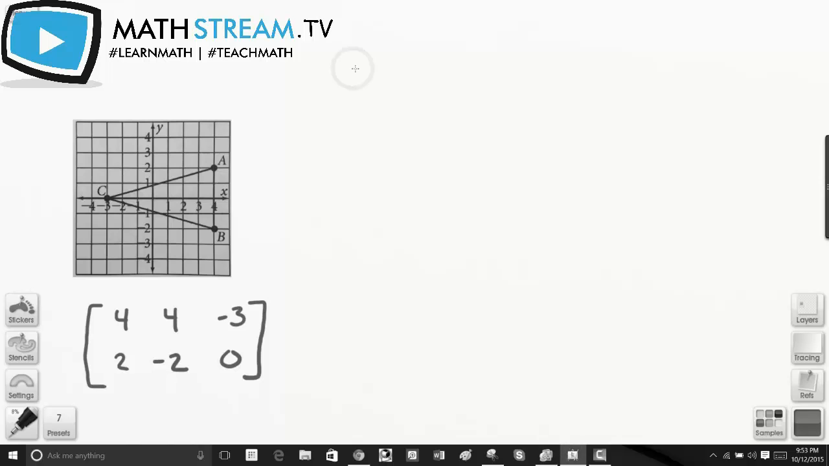So we said that a translation is just a slide of a figure. We take a figure and we move it. It doesn't turn. It doesn't change shape. It doesn't change size. It just moves. That's all it does.